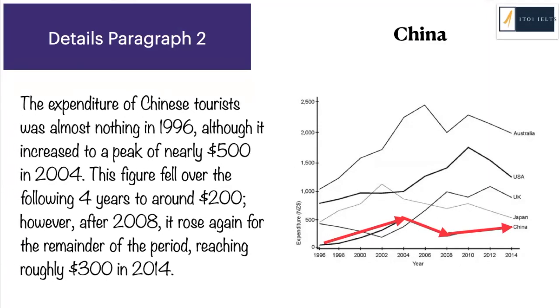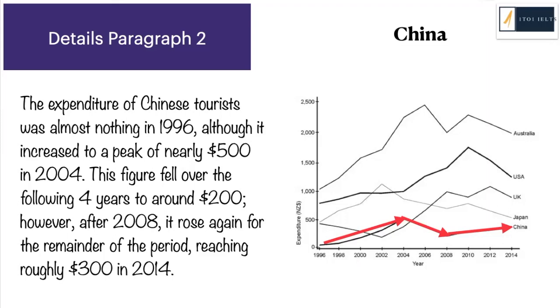Finally, moving on to China, I've said the expenditure of Chinese tourists was almost nothing in 1996, although it increased to a peak of nearly $500 in 2004. This figure fell over the following 4 years to around $200. However, after 2008, it rose again for the remainder of the period, reaching roughly $300 in 2014.